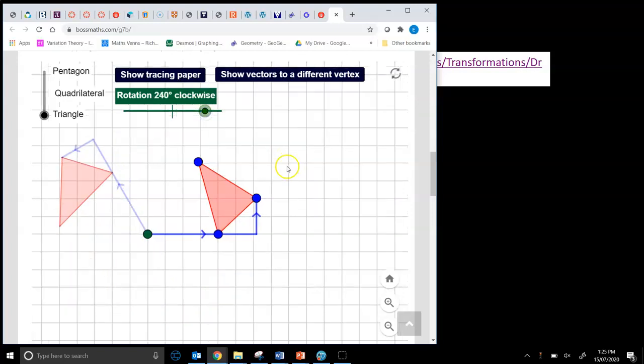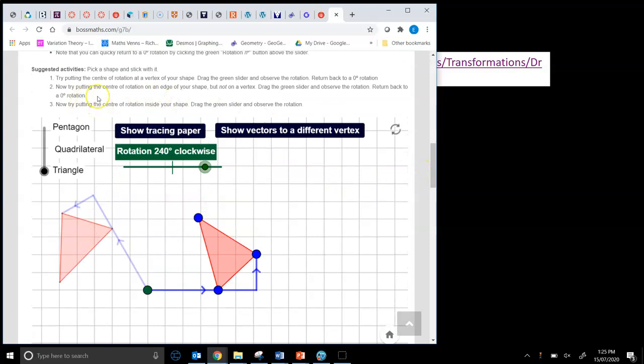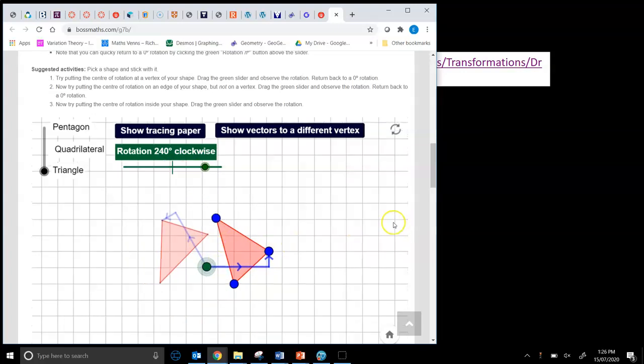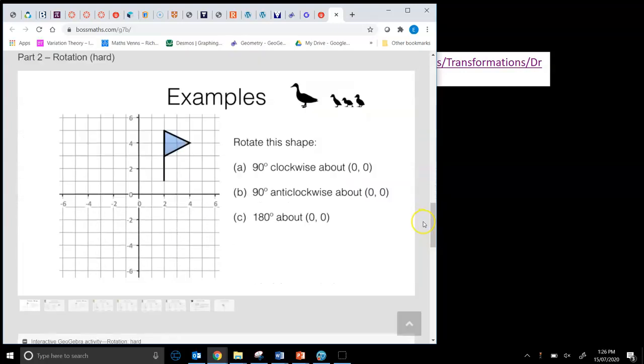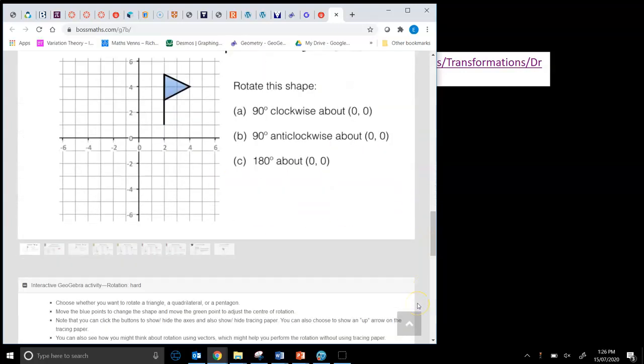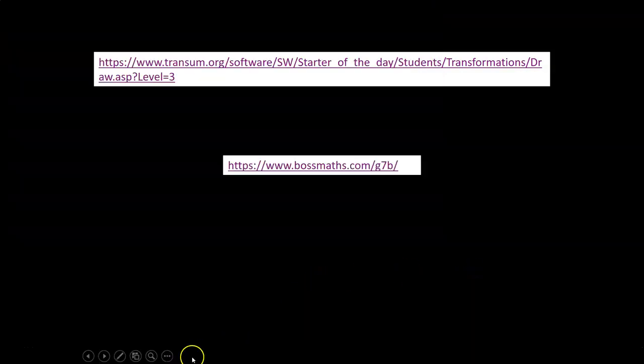And there's some suggestions just above, things you might be interested in. What happens when you put the center of rotation on a vertex? Remember, vertices are corners. What happens when you put it on an edge? What happens when you put it inside? You can have a play around with what happens with rotations there. If you wanted to try some more challenging questions, then you can scroll down and there's some more challenging questions down here as well. That should be enough for you to be getting on with for now.